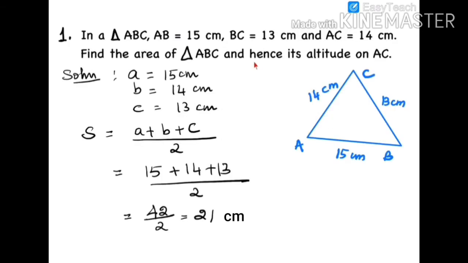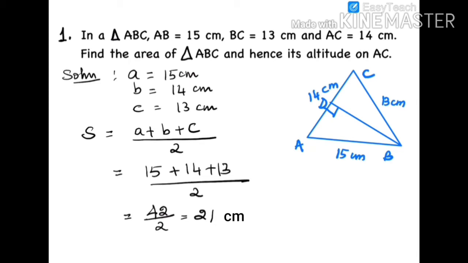The second part of the question is find its altitude on AC. Altitude on AC is a line drawn from the opposite vertex B perpendicular to AC. Let's mark the altitude as BD. So we have to find the length of BD.